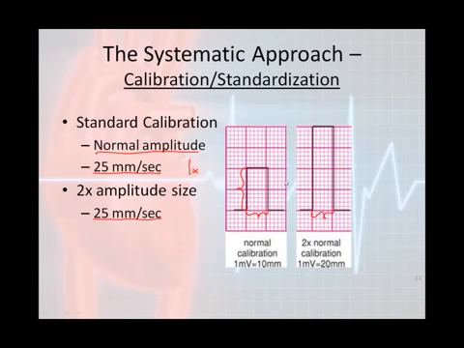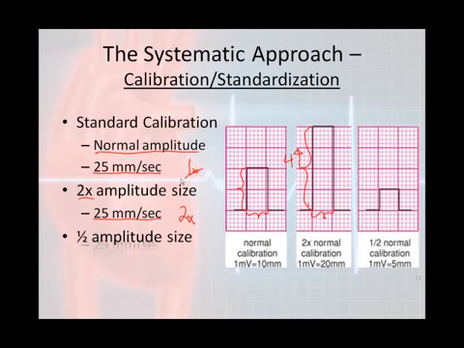But since you doubled the size of the EKG components, now your marker is going to be 4 big boxes going up. This means that you basically doubled the amplitude over here, so now it is a 2x, not a 1x.